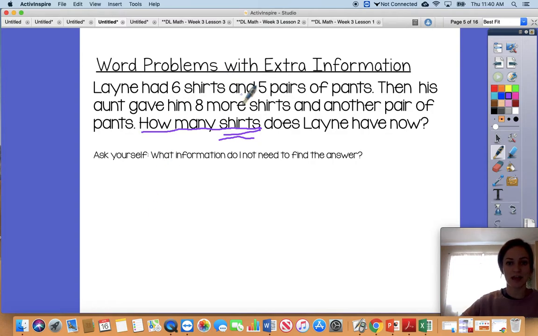We don't care how many pants he has because it's asking how many shirts. So I'm going to get rid of all the information about pants because we don't care about the pants. Okay? Now I can solve the problem using the information that I do need.